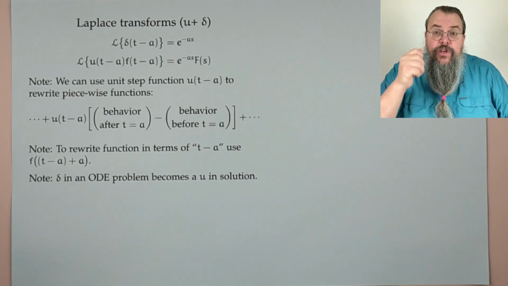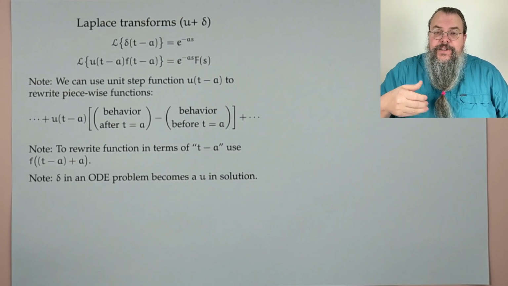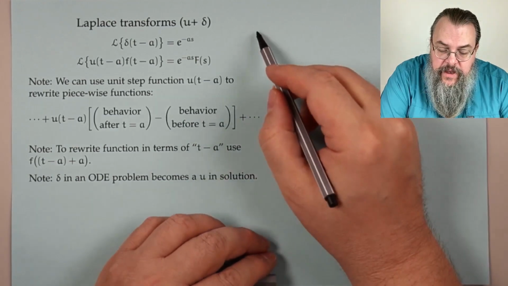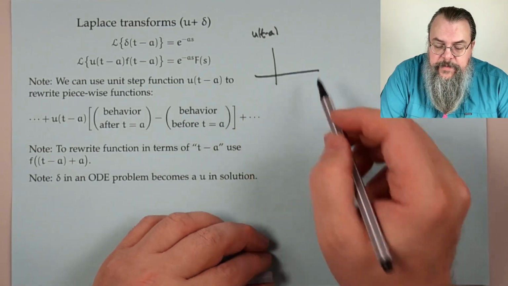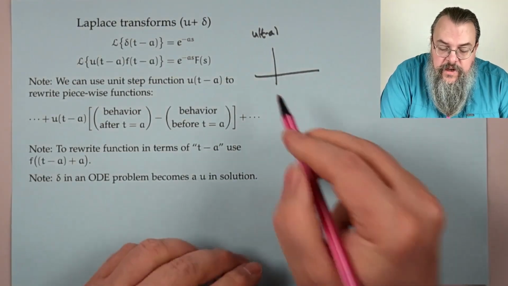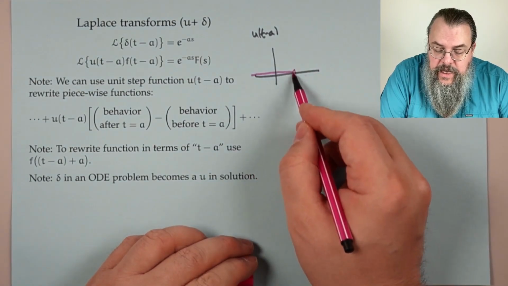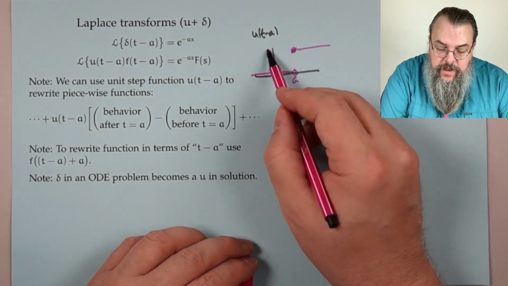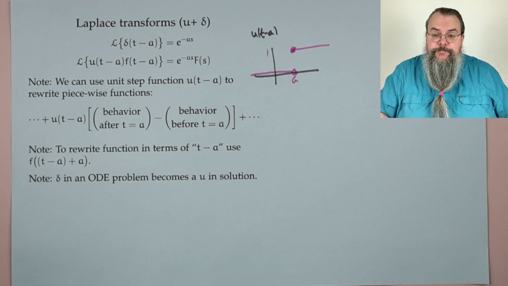The other thing is U. U is an on-off switch. And so U, what does it actually look like? Well, U of t minus a, it's what's called the unit step function, and it does the following, namely, it hums along at 0 until you hit a, and it says, now I'm going to hum along at 1. And so it's turning something on at time a.